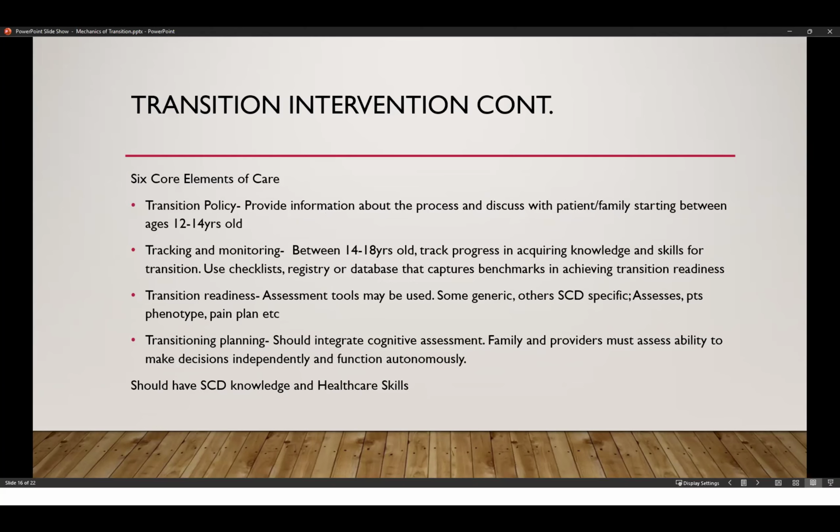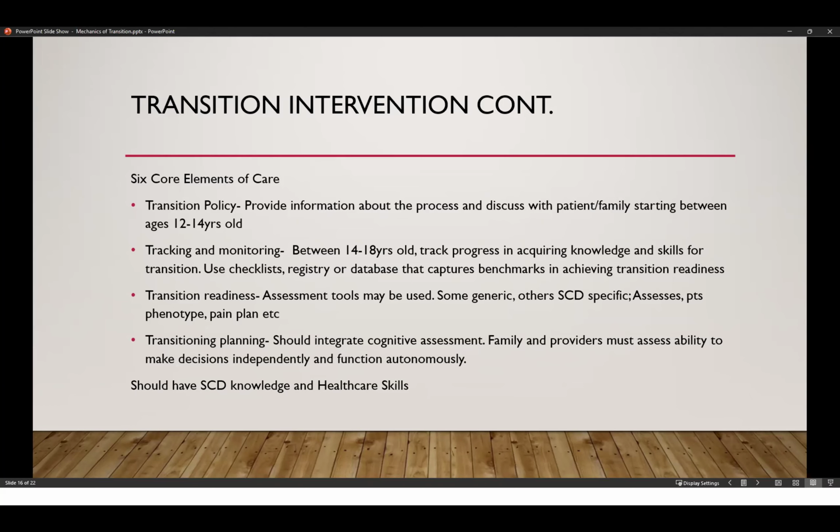And then continuing. So with the interventions, there is this element called the 6 core elements of care, which is developed by a center that is federally funded to develop these resources for patients and their families to help with transition. So going by these core elements, we talk about transition policy, as we've mentioned in the past. So we should provide information about the process and discuss with the patients and their families starting from, again, the age of 12 to 14 years old.